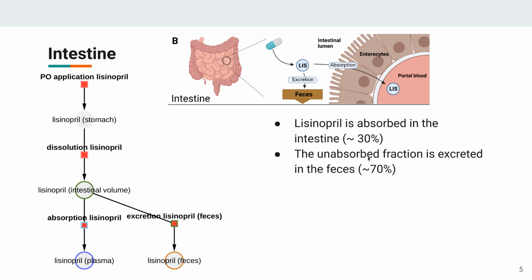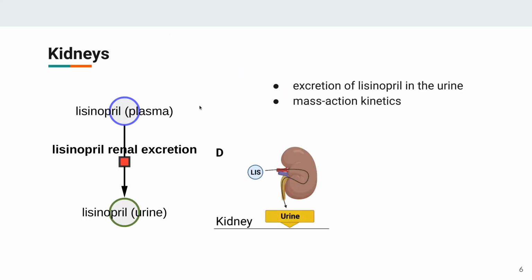Yeah, so I would say these are key things which we implemented in the model. The kidney model is much simpler. In this case, we just have an excretion reaction which takes lisinopril and puts it into the urine. These are simple mass action kinetics, and there's one free parameter which controls how fast lisinopril is excreted in the kidneys.